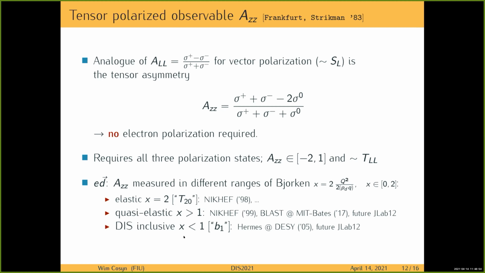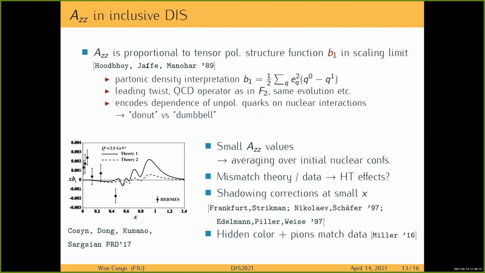So it has been measured in different ranges of Bjorken x, elastic, quasi-elastic. There are upcoming Jefferson Lab experiments as well. But I'm going to focus on the DIS kinematics, so x smaller than 1, where it's also called b1, right? Referring to the inclusive structure function. But for the tagged case, right? Before I do that, first a bit about AZZ and the inclusive case.